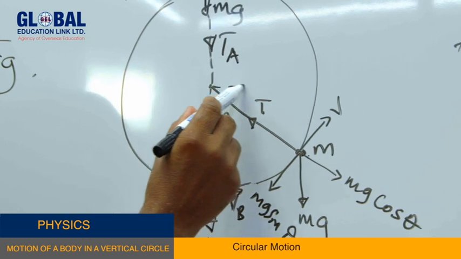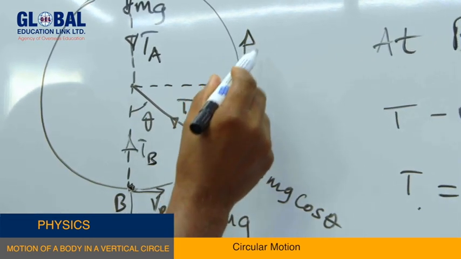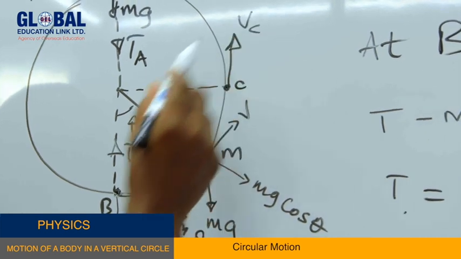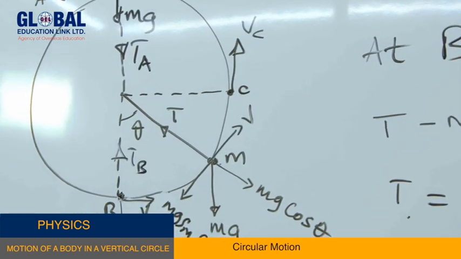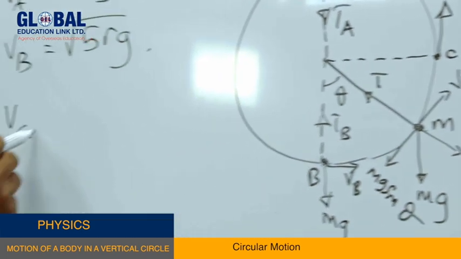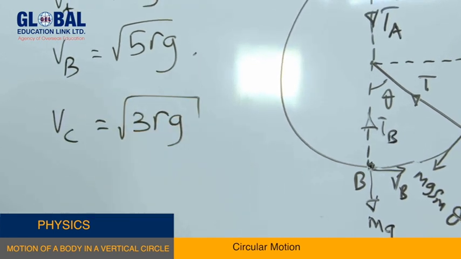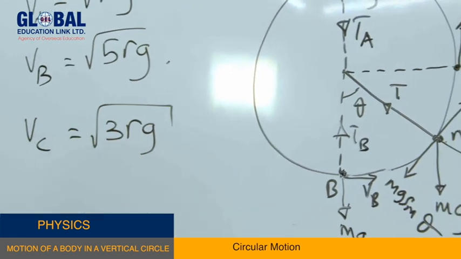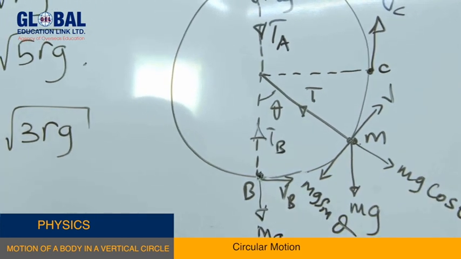And also, we had already found the velocity at point C, at the horizontal position. So whenever a body is passing at a point C, moving in a vertical circle, the minimum velocity at point C is just equal to the square root of 3 times rg. So these are the values which we had already found last time.